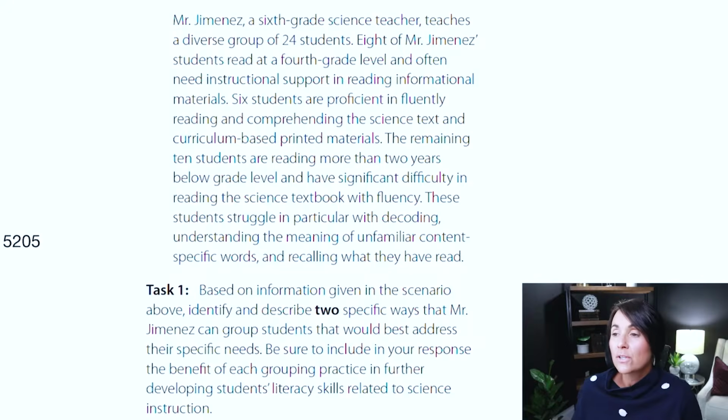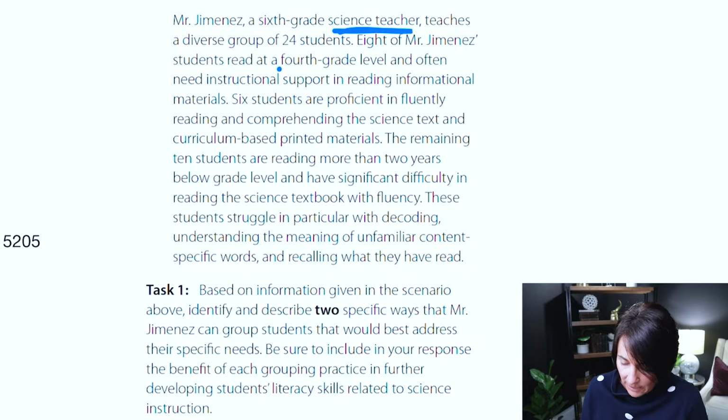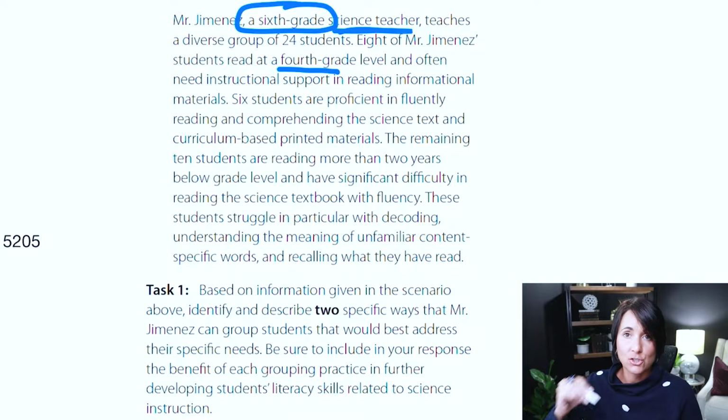Here we go. Mr. Jimenez is a 6th grade science teacher. All right, science. He teaches a diverse group of 24 students. 8 of the students read at a 4th grade level. So he's a 6th grade teacher, and he's got 8 at 2 grade levels below. Okay. And they often need instructional support in reading informational materials.